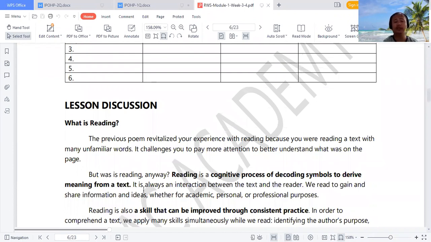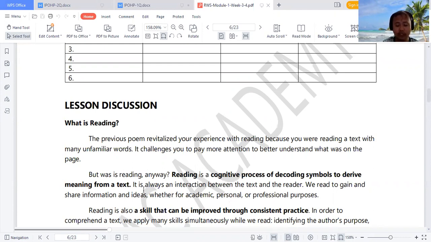Okay, so what is reading? The previous poem revitalized your experience with reading because you were reading a text with many unfamiliar words. It challenges you to pay more attention to better understand what was on the page. But it was reading in a way. Reading is a cognitive process of decoding symbols to derive meaning from a text. So what is decoding? All right, let's ask Merriam-Webster.